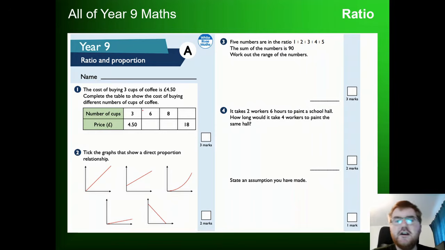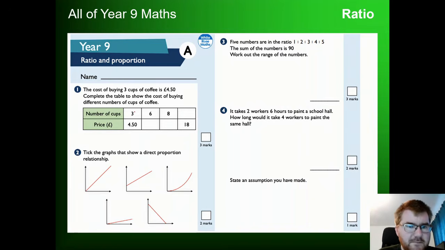Okay, and on to ratio and proportion. So again, another important topic, and you're going to see a little bit of algebra in here as well. The cost of buying 3 cups of coffee is £4.50. Complete the table to show the cost of buying different numbers of cups of coffee.